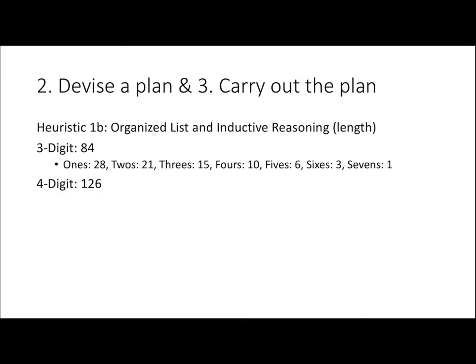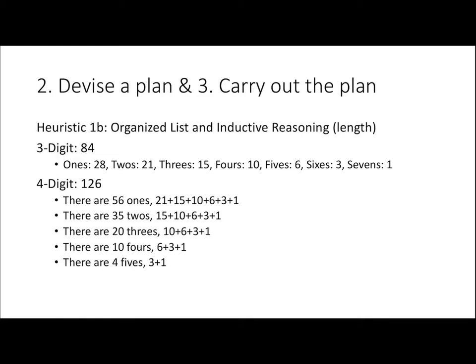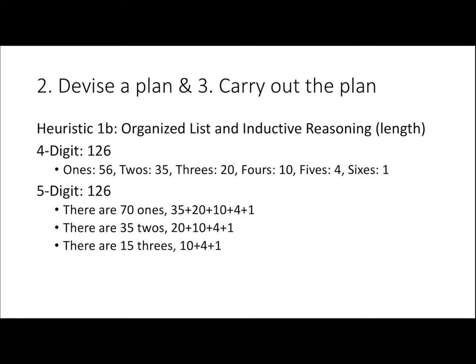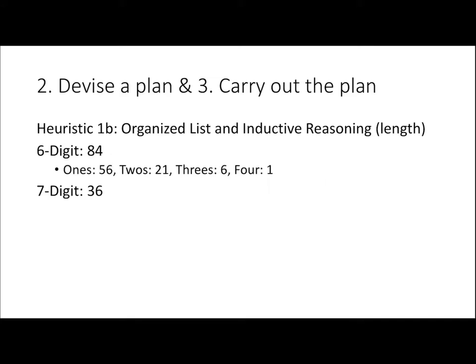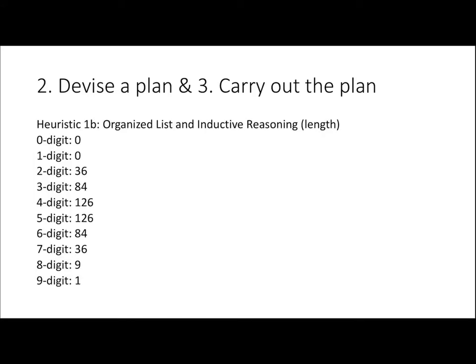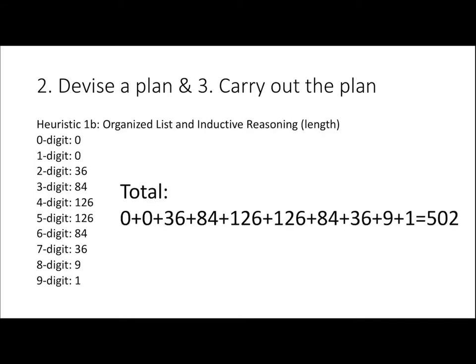So going to 4 digits, I can have 56 that start with 1, because I could have put a 1 in front of all the 2s, in front of all the 3s, in front of all the 4s, and so on. And just continuing this idea, I can slowly count up. It actually tops out at 126, because now that I'm at 6 digits, to put a 1, I only get 35, 15, 5, and 1, so only 56 more, and then 21, 6, and 1. But continuing this pattern, all the way up to the 9-digit number that starts with 1, I get these numbers. I can add them up for 502.